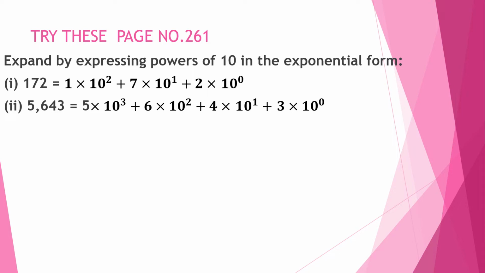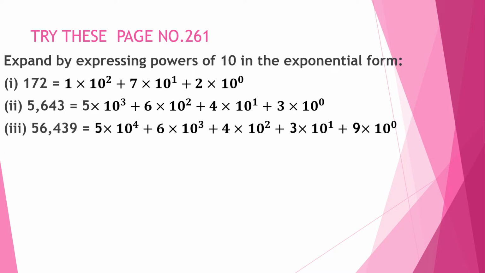In the same way, 4 multiplied by 10 raised to 1 plus 3 multiplied by. After 3, there is no digit. So we can write 10 raised to 0. Actually, 3 lies in the ones place, so you are writing 3 as 3 into 1. And children, you studied that any non-zero integer with the power 0 is 1. So here we are writing 10 raised to 0.